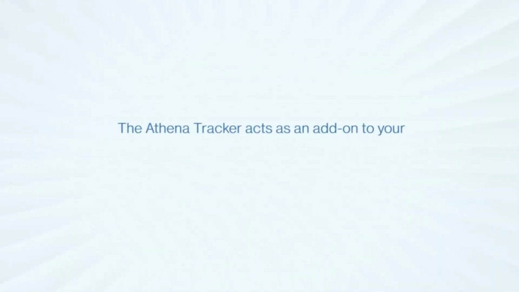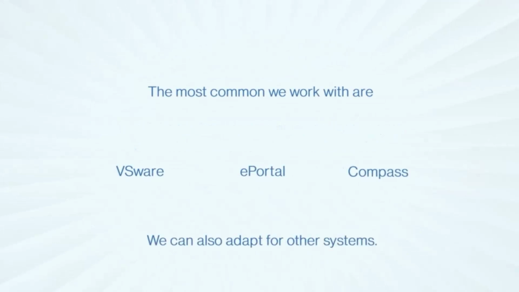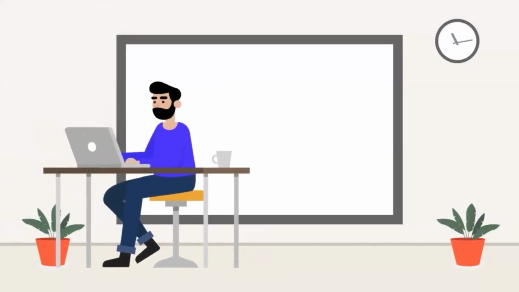The Athena Tracker acts as an add-on to your Management Information System, or MIS. The most common we work with are VSware, ePortal and Compass, but we can also adapt for other systems. In terms of getting set up in the software, there is a simple setup process that takes around an hour to complete. The MIS your school uses determines how automated this process is.